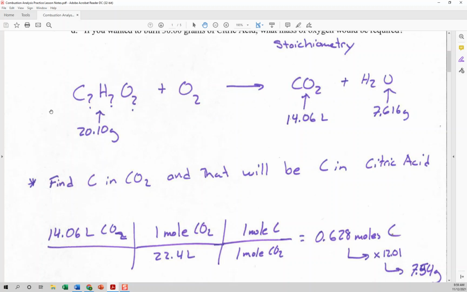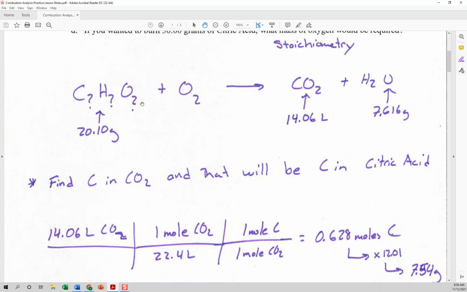Okay, so in this problem, a couple things. We need to understand that all the carbon that started in the citric acid ended up in the CO2. So if we can figure out the amount of C in CO2, that's the amount of C in the citric acid. Same thing with the hydrogen. All the hydrogen here ended up in the water. So if we can figure out the amount of hydrogen in the water, that would equal the amount of hydrogen that started in the citric acid.